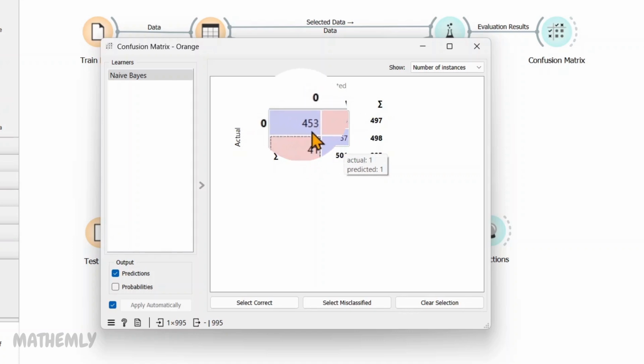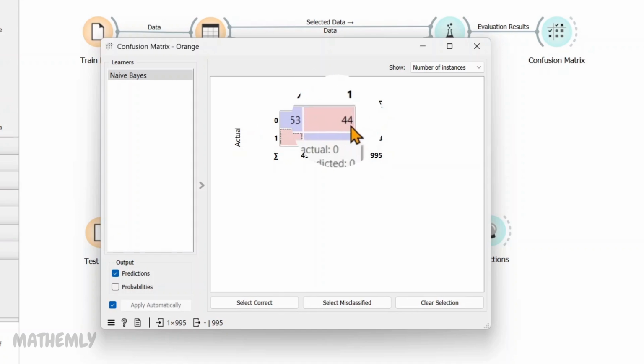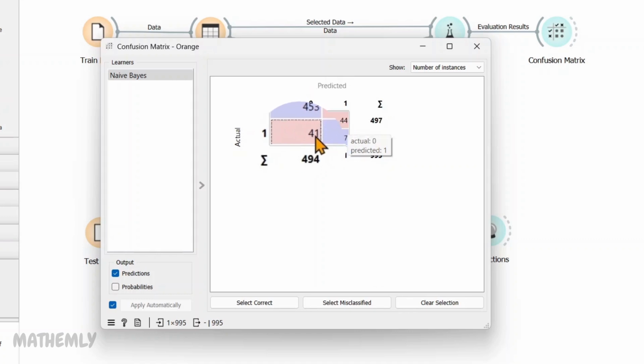True negatives. The model correctly classified 453 non-diabetic patients. False positives. 44 non-diabetic patients were mistakenly classified as diabetic. False negatives. 41 diabetic patients were misclassified as non-diabetic. What this means for our model.